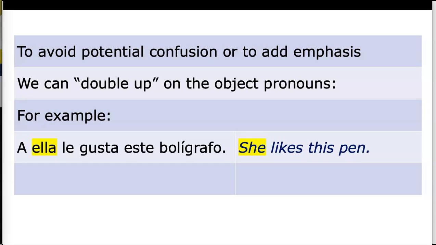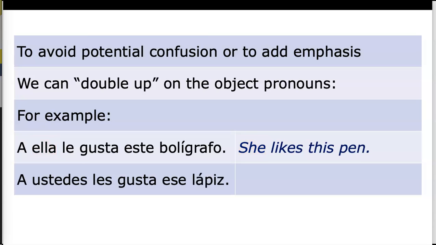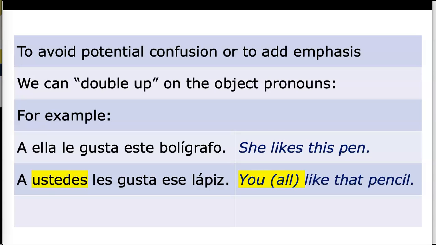Now notice she corresponds to ella. And now we know that le is referring to her, or in the natural English sentence, she. A ustedes les gusta ese lápiz. You all like that pencil. Again, ustedes clarifies that les is referring to you all.